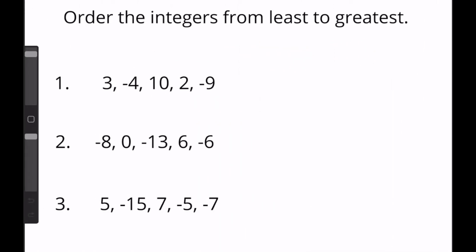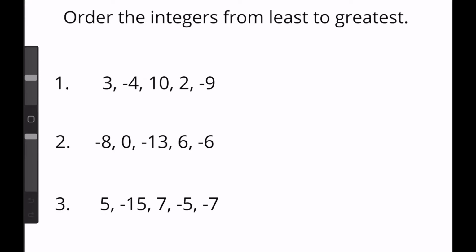Okay, let's try this. We're going to order these integers from least to greatest. Now be very careful here when you do lessons or tests on this. Sometimes they say from greatest to least. Sometimes they say from least to greatest. We're going to start with the lowest value integer and work our way up to the greatest value integer.